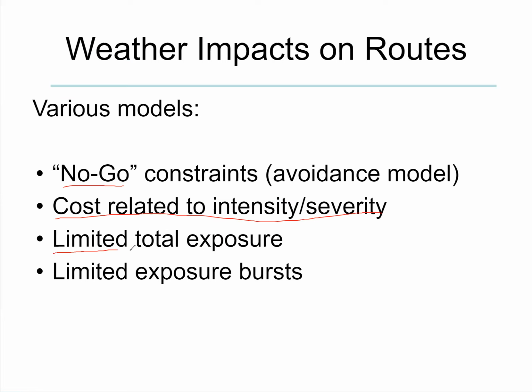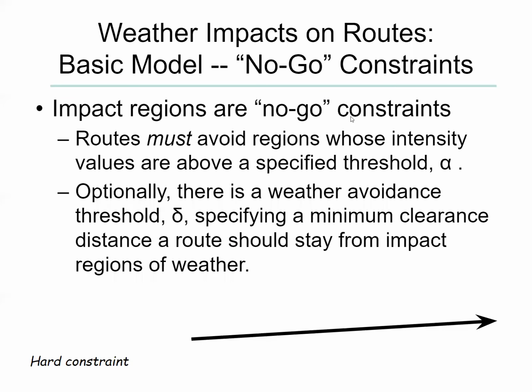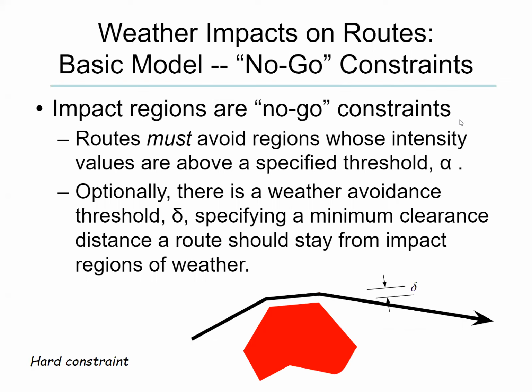We could say that it's okay to go through a bit of weather, but we don't want too much exposure over the whole path, or we should not be exposed to weather for very long, and consider various other models for the weather impact. So for this no-go constraint, if you have a weather system, you really have to go around it, maybe including a certain threshold delta, which specifies this clearance of the route around the weather.